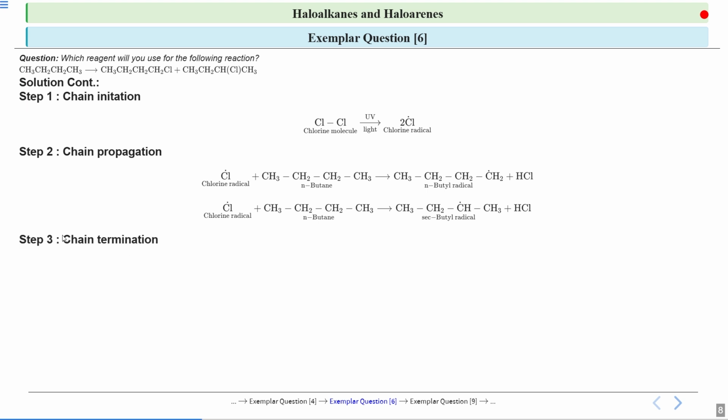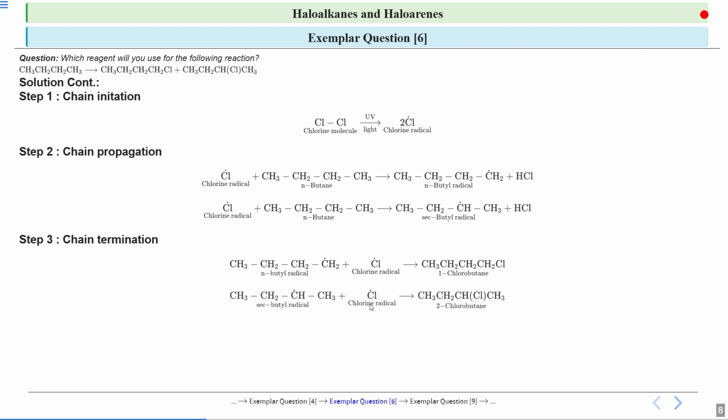The third step is chain termination. Now every product is going to be made in this step. So the n-butyl radical which you got after the chlorine radical attacked the first carbon combines again with a chlorine radical to give us 1-chlorobutane as a major product. In the other way, a chlorine radical joins with the secondary butyl radical, and you get 2-chlorobutane as your major product.